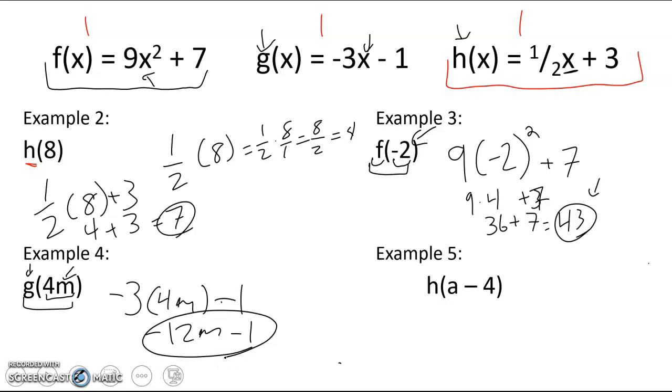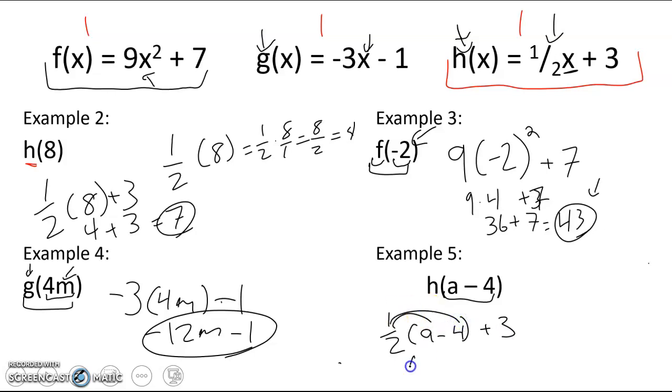And last but not least, h of a minus 4. Again, I'm going back to the original equation, the one I did right over here. So again, I'm going to take everything that I have in my parentheses, my whole thing, and I'm going to plug it in to my equation up here for all my x's. So I have a 1/2 multiplied by an x that I'm going to substitute in an a minus 4, and then a plus 3.